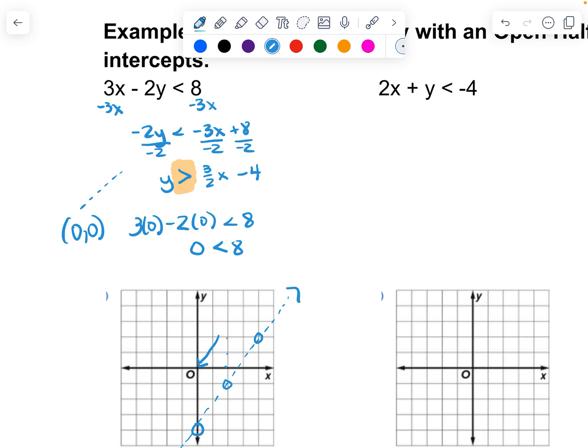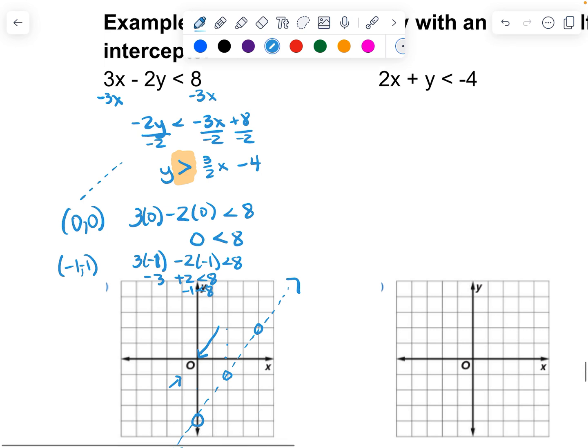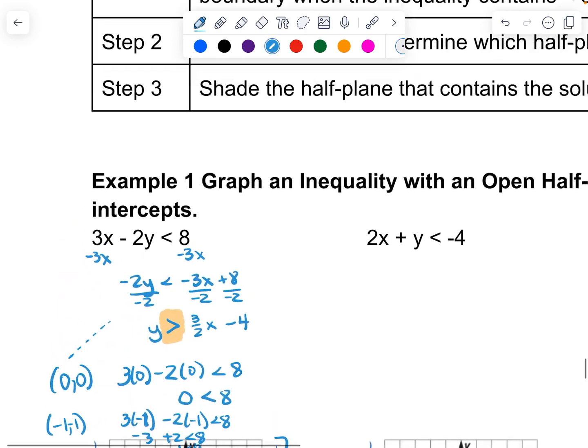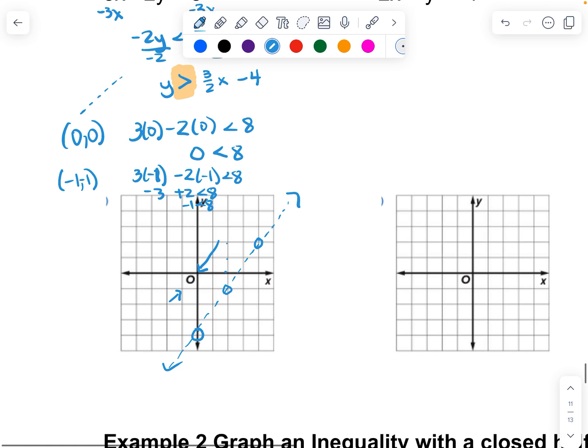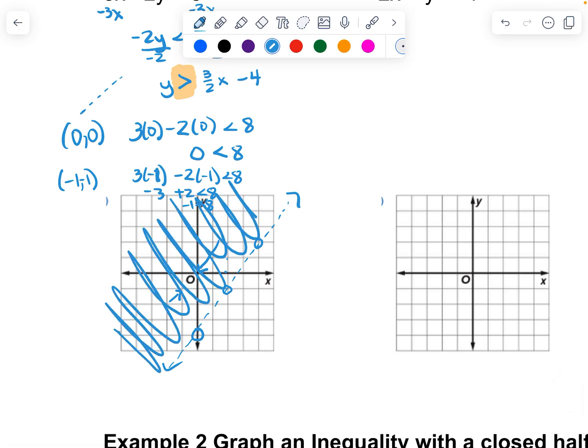Now, could I have picked a different point? Sure, I could have picked this point right here. If I had picked -1, -1, that would have been 3 times -1 minus 2 times -1 less than 8. So -3 plus 2, is that less than 8? So -1 is less than 8. So it is a solution. It says up here, shade the half plane that contains the solution, so I'm going to shade this side.